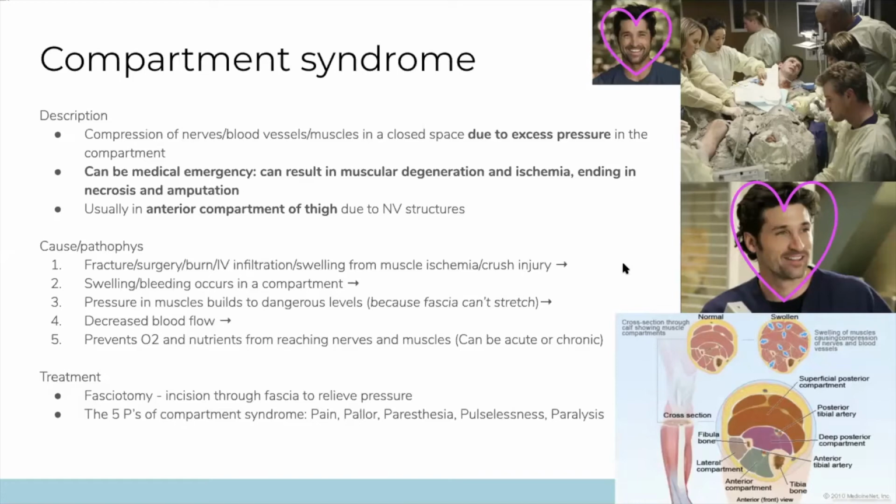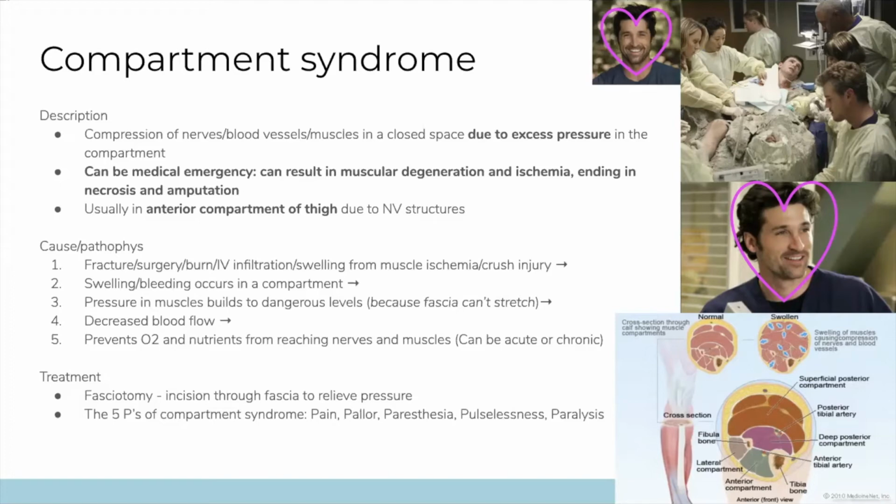But usually it happens in the anterior compartment of the thigh, because of all the neurovasculature structures over there. What happens is that you have some kind of injury, some kind of fracture, and that causes swelling and blood and other liquids to accumulate in that compartment. However, fascia doesn't stretch. Fascia isn't like muscles. The pressure just builds up and has nowhere to go, decreasing the blood flow, oxygen, nutrients, everything. And then eventually you have to do a fasciotomy, which is just cutting through the fascia to relieve the pressure. And that should usually be pretty good.